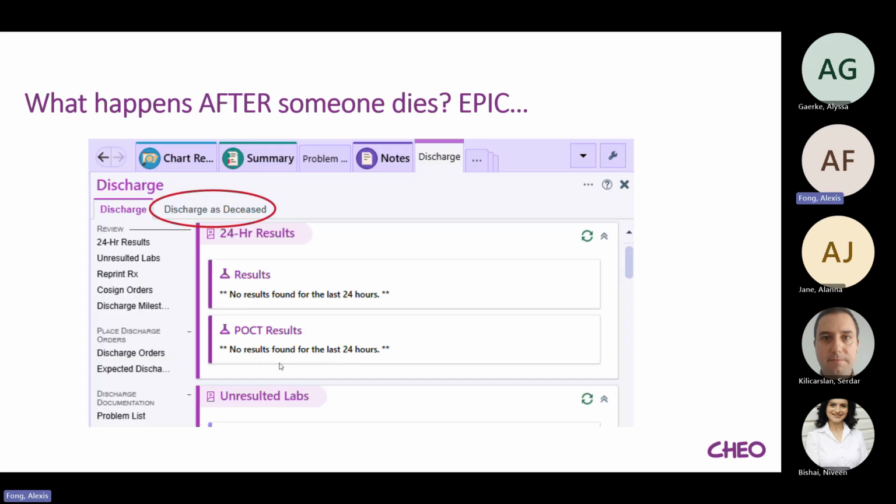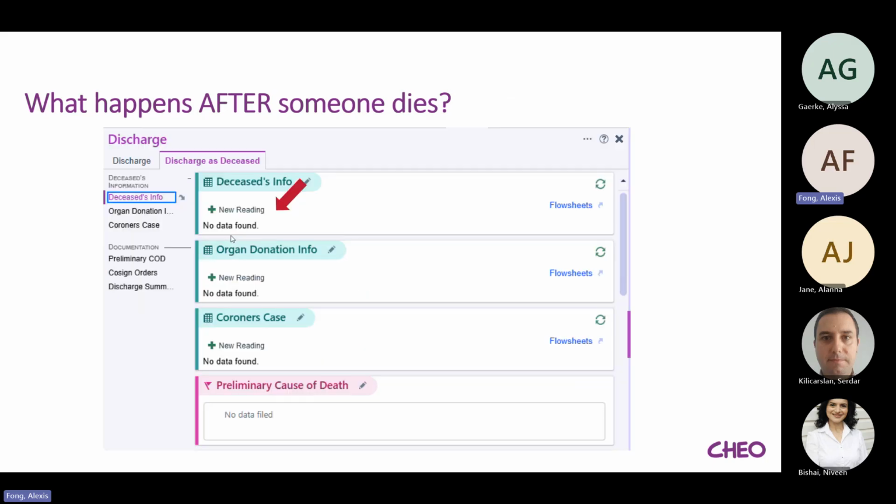What happens after someone dies in EPIC? So you go to the discharge tab and go to discharge as deceased. This is what it looks like, and essentially it's pretty straightforward. You go through and you fill out each of the sections.